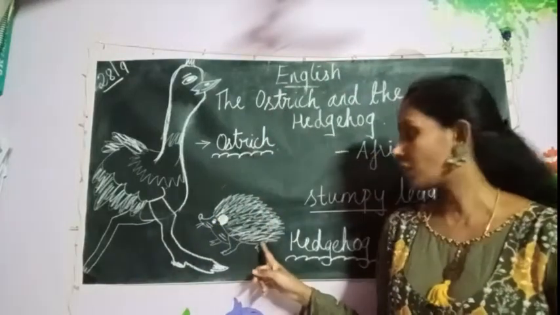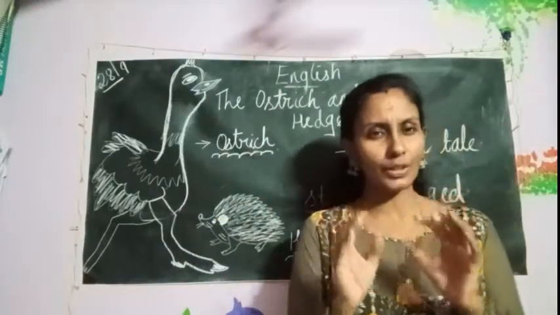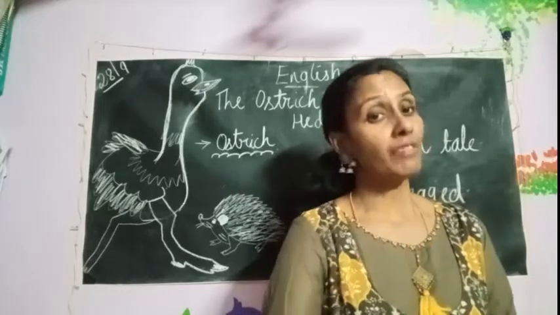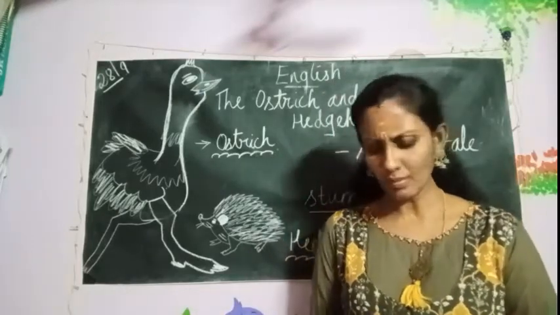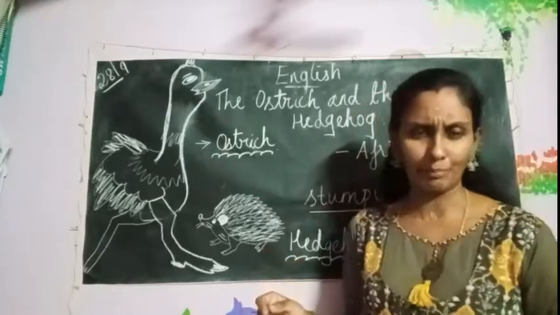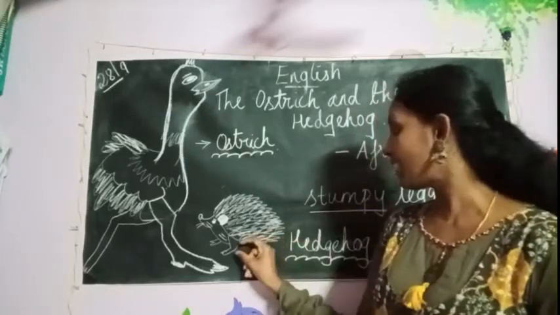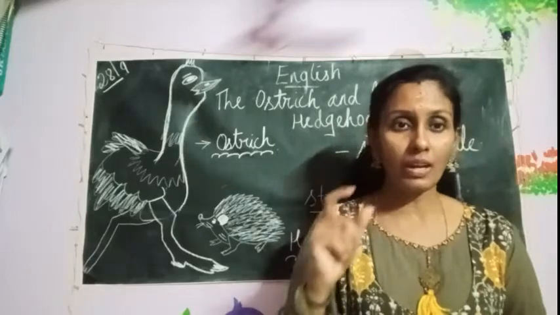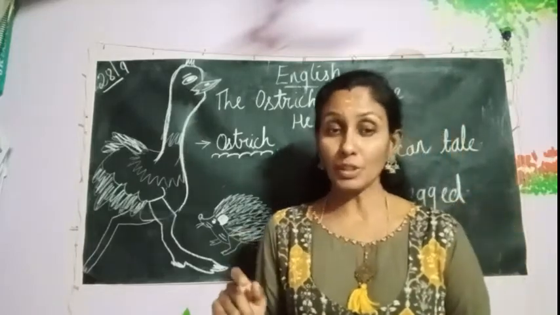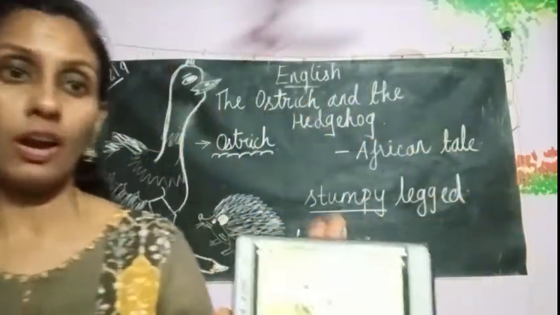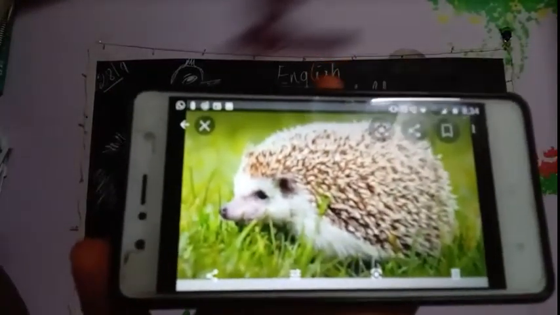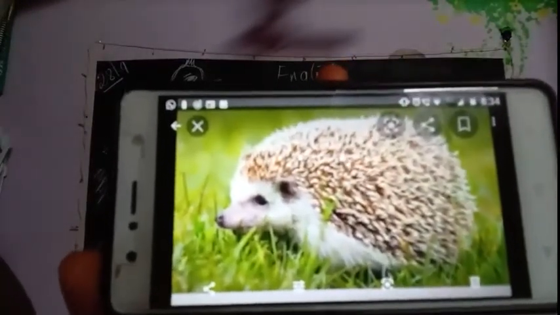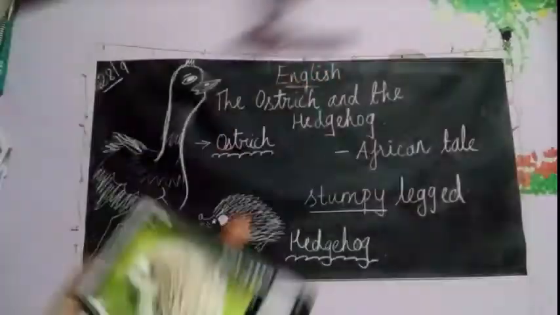If you see a hedgehog, it is a very small, cute, tiny animal, and it has stumpy legs. You must be wondering, what is a stumpy leg? Stumpy leg means a very short, very small leg. So let me show you the picture of a hedgehog. The hedgehog looks like this, a very cute little animal with very short legs.